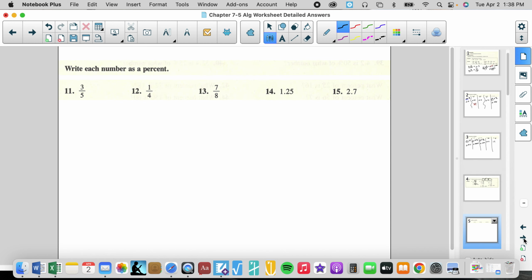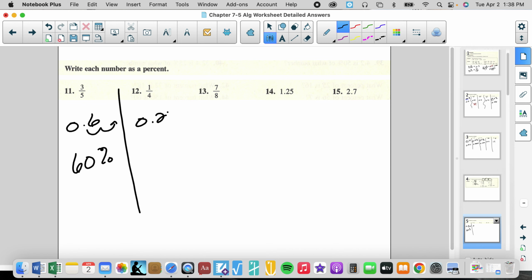I really expect students to know what the decimal value is. So this is 0.6. 3/5 is equal to 0.6, and I'm going to move it 2 places to the right now. So that's going to be equal to 60%. 1/4 is equal to 0.25. I'm going to move it 2 places. So that's 25%.